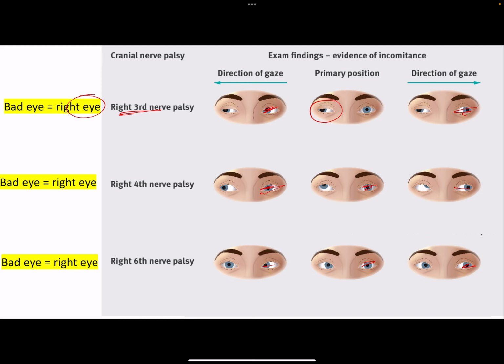What about if I want to look to the right? Well, that's actually fine because the lateral rectus is fine. But again, notice we always have this ptosis going on, so we can really immediately tell. What if I want to look to the left? Well, now I don't have a medial rectus. I can't look to the left. All right, cranial nerve 4.